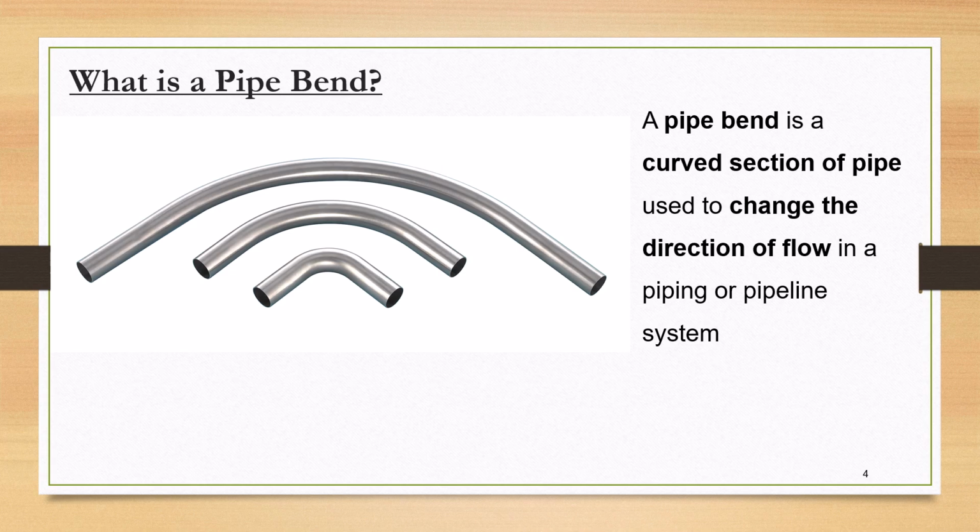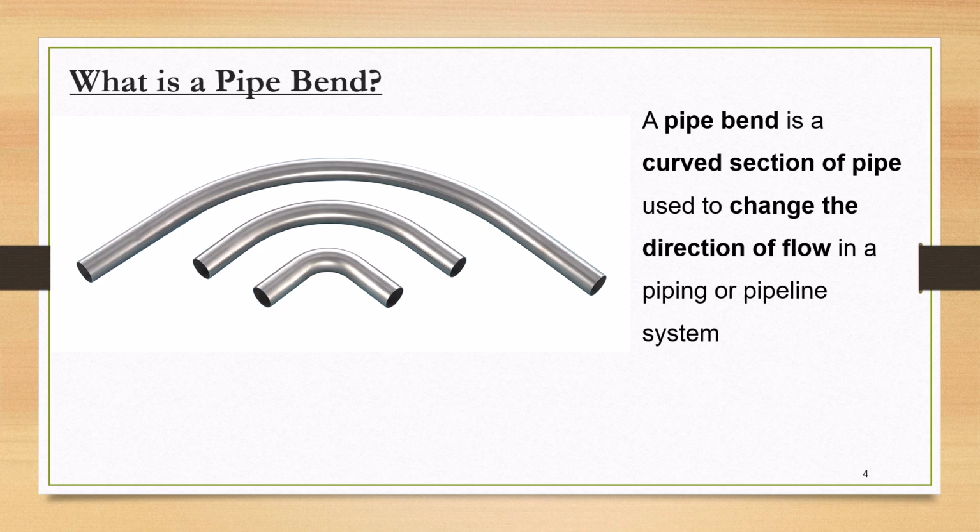Now, what is the purpose of a pipe bend? The main purpose is to change the flow direction, to absorb thermal expansion or ground movements in pipelines, to reduce pressure loss and flow disturbance compared to elbows, and to fit pipeline routing around obstacles such as roads, rivers, or structures.